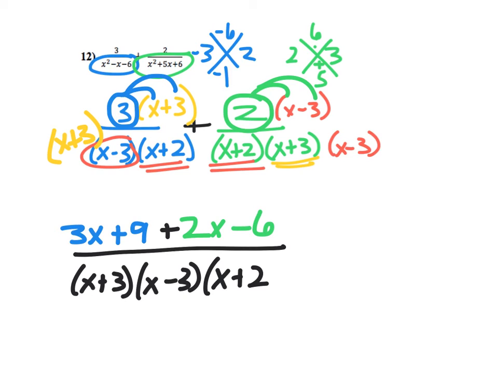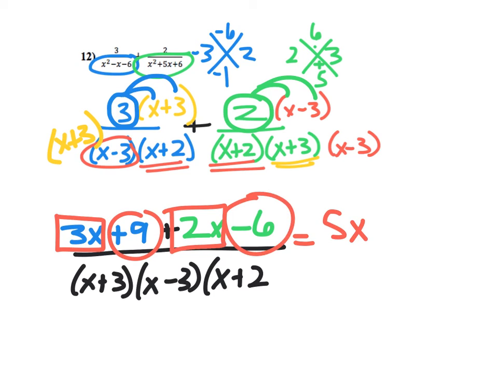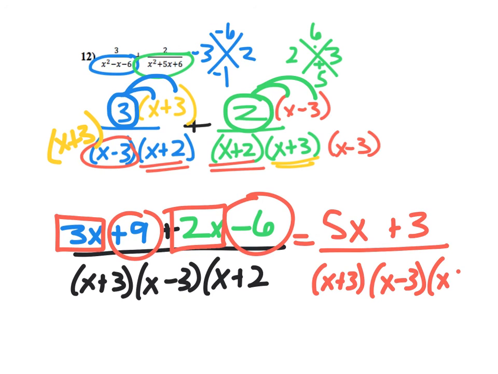We're going to go ahead and combine our like terms on the top. So I notice I have 3x and 2x, which gives me 5x. And then we have 9 minus 6, which gives me a 3. So we'd have 5x plus 3. The denominator stays the same. So we have x plus 3, x minus 3, and x plus 2.